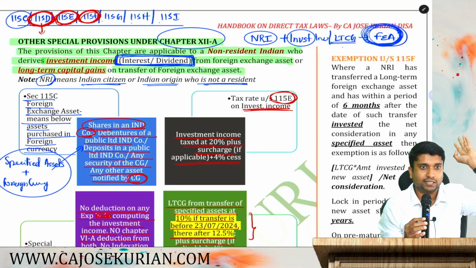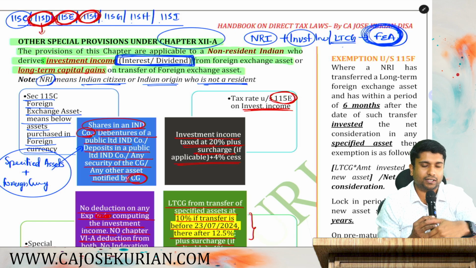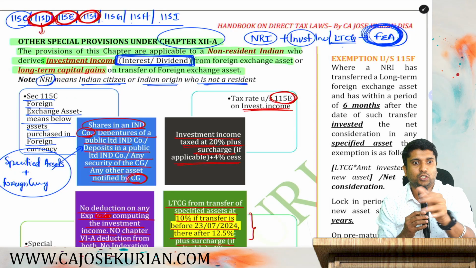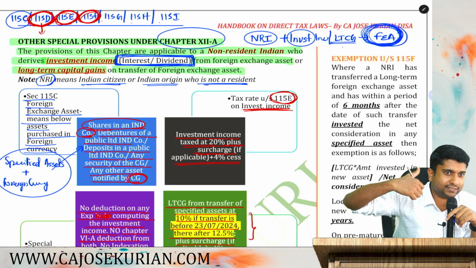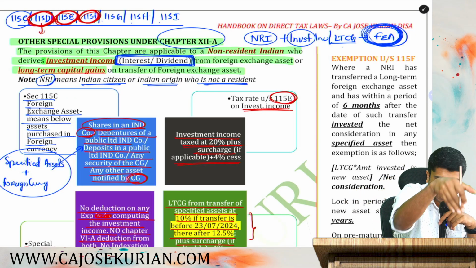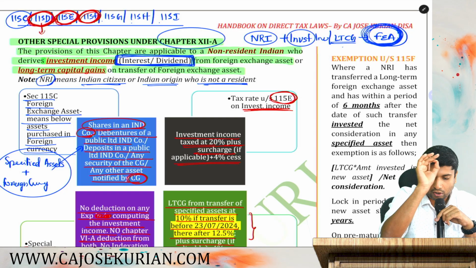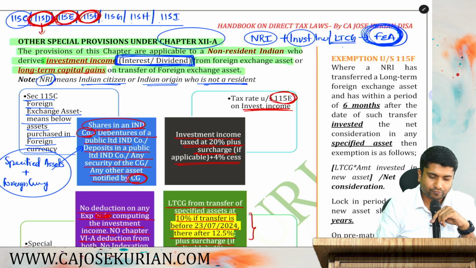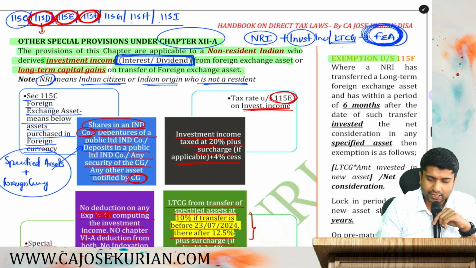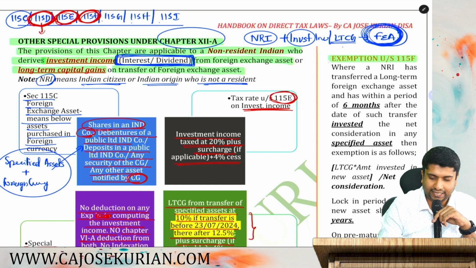That residential house property section and this section have no connection. Likewise, the concept is similar. You sell a foreign exchange asset and you buy another specified asset, you will get an exemption under 115F on satisfaction of the conditions that we are about to discuss right now. So, exemption under section 115F. Let's understand what exactly is that exemption.